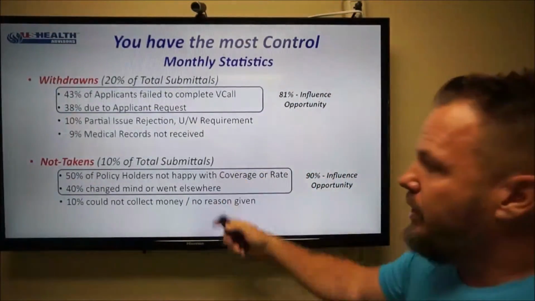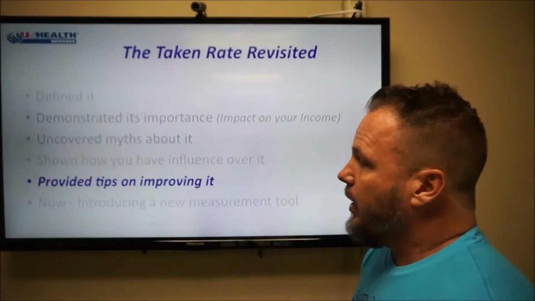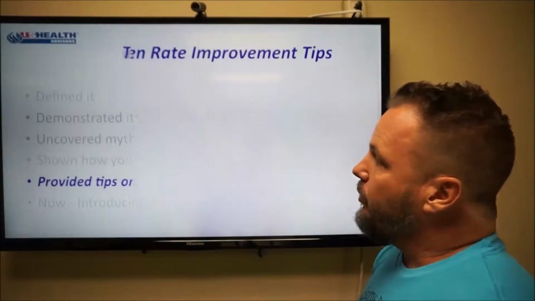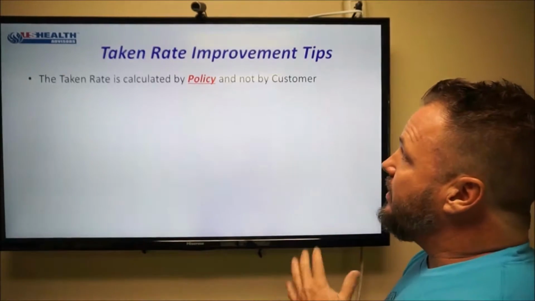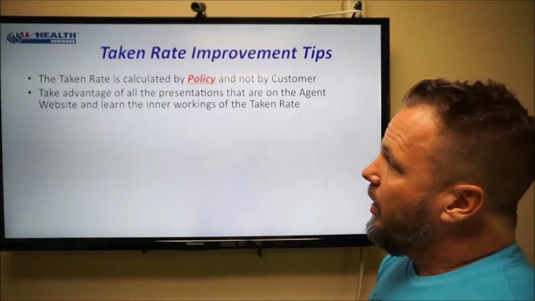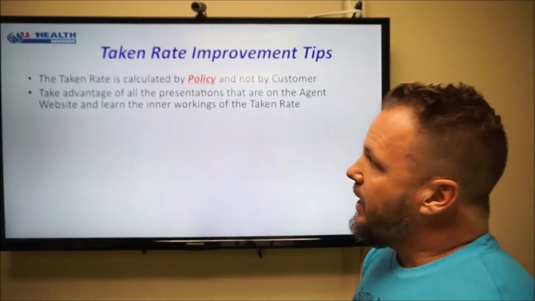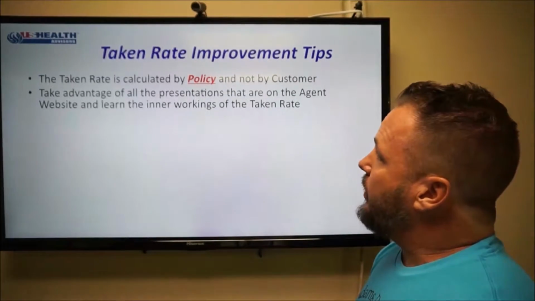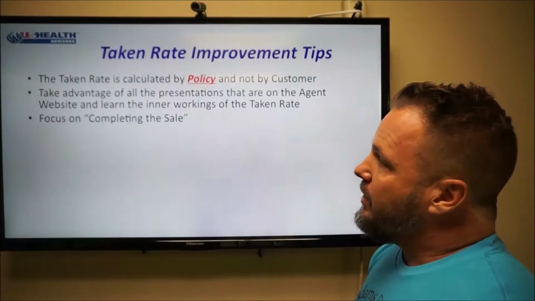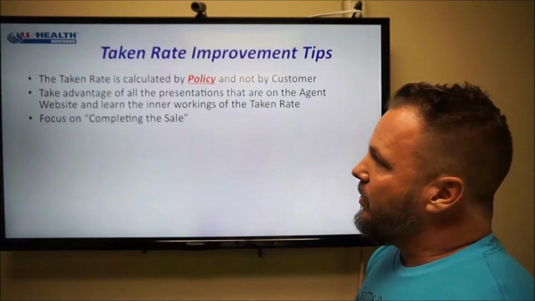90% influence opportunity is those two we just talked about. Okay. Tips on improving it. Okay. Taken rate is calculated by a policy and not by the customer. So again, I've already explained that. Take advantage of all the presentations that are on the agent website and learn the inner workings of the taken rate. Focus on completing the sale.